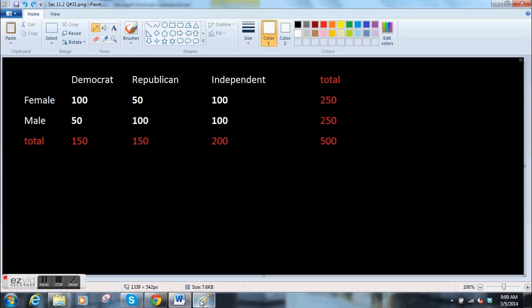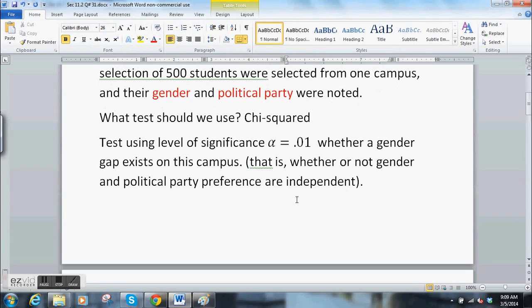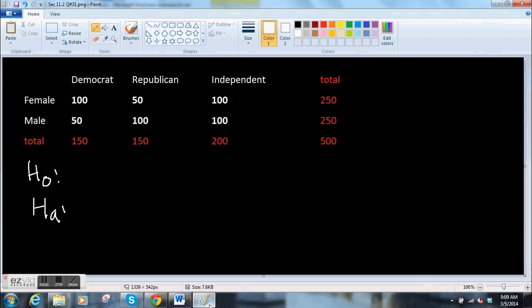Here's how you do the test. Step 1, you set up your null and alternative hypothesis, H0 and HA. For the chi-squared test, we're looking for this one. If you go back to the test, you're looking to see if there's a relationship. Gender and political party are independent versus dependent. So the null hypothesis is always independent.